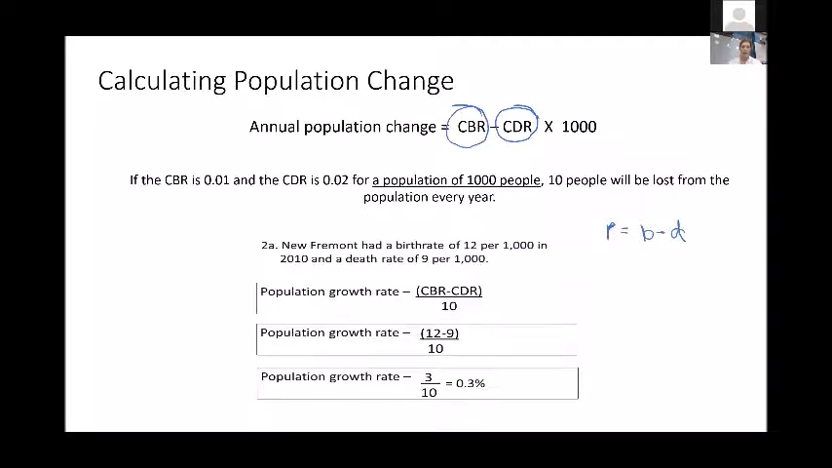So let's look at an example problem here. New Fremont had a birth rate of 12 per 1,000 in 2010 and a death rate of 9 per 1,000. So remember that population growth rate is CBR minus CDR over 10. So we've got 12 minus 9. We divide that by 10. So 3 divided by 10, that's 0.3% growth rate.